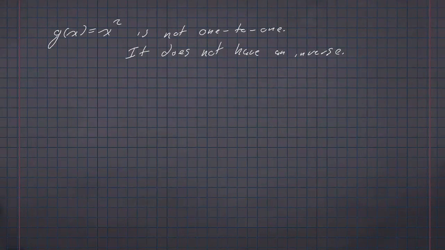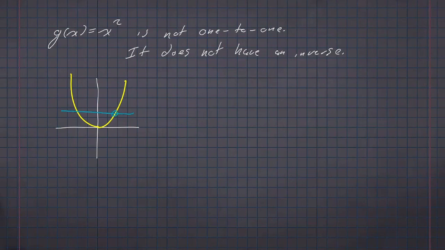Right? g of x equals x squared is not one-to-one. It does not have an inverse. We know that because if we graph g of x equals x squared, it fails the horizontal line test. Pretty apparently. Every single horizontal line that passes through this graph is going to have a positive and negative hit.